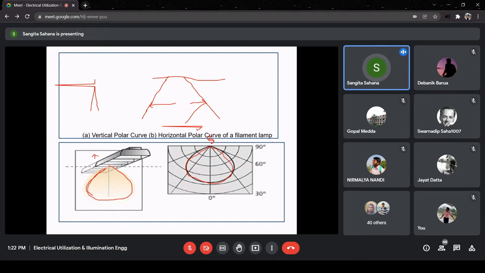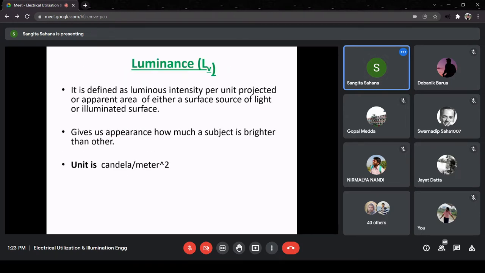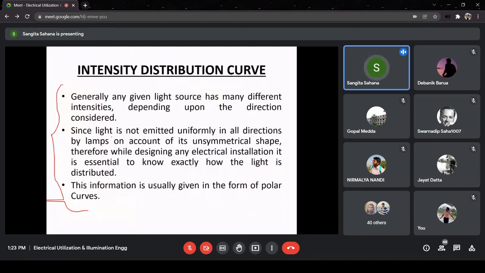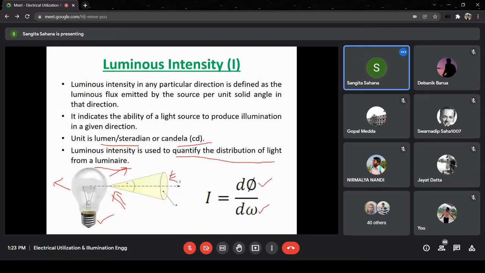You can see a few angles here. Zero means just below the lamp. The lamp is hanging at a point, and zero is just below the lamp. Then we are moving towards the upper hemisphere in the anti-clockwise direction. So this is 30 degree, 60 degree, here it is 90 degree, above it's 180, here it is 270, then again zero. So in the upper hemisphere, there is no light. The entire light will be in the down hemisphere for this particular lamp. So any question from this luminous intensity?